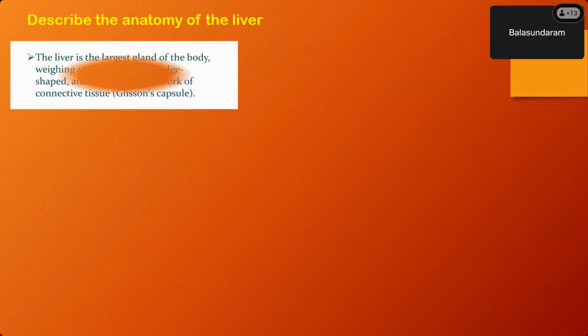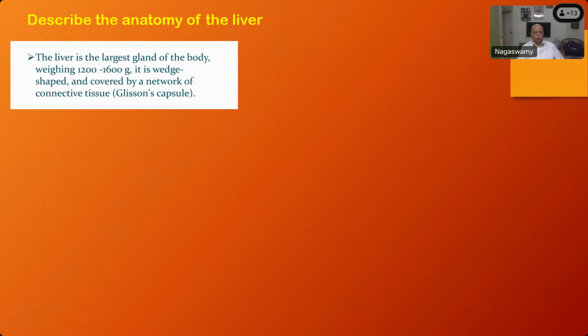Liver is the largest gland of the body, weighing 1200 to 1600 grams. It's wedge-shaped and covered by a network of connective tissue called Glisson's capsule. Okay. What else can you write about the anatomy of the liver? It has two lobes, right and left lobe. The next thing you have to describe is how many lobes it has. It has a right lobe and a left lobe.